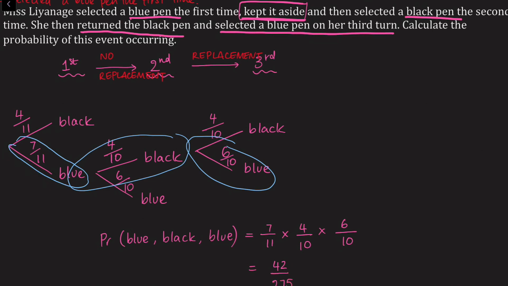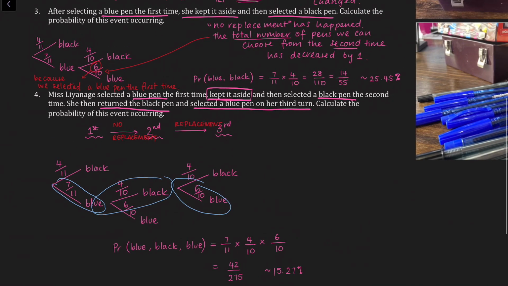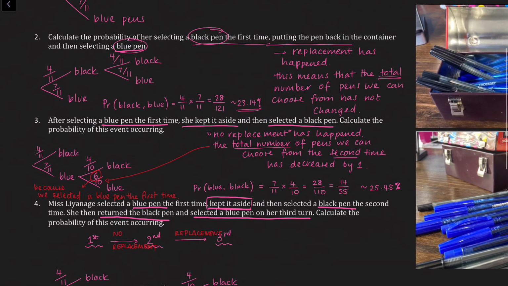Now as a percentage, that's going to be approximately 15.3%. Actually, we'll say 15.27%. And that's it for calculating with and without replacement for a little activity about the pens in my pencil case.